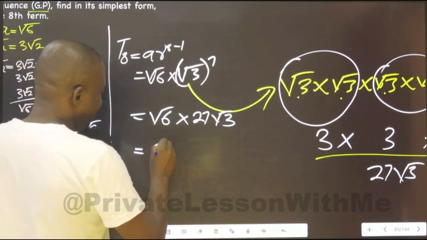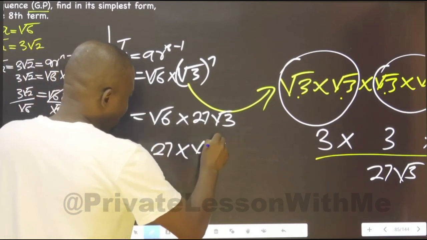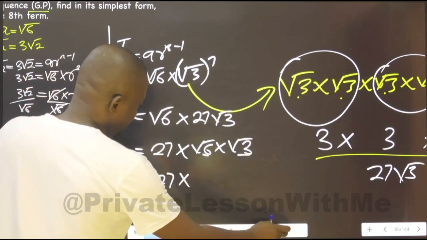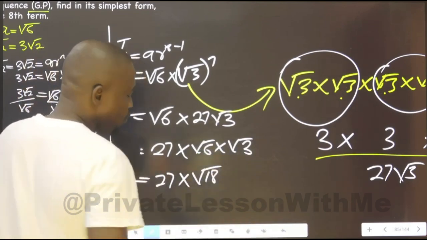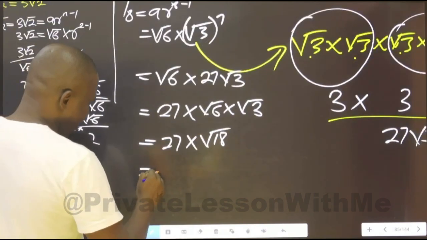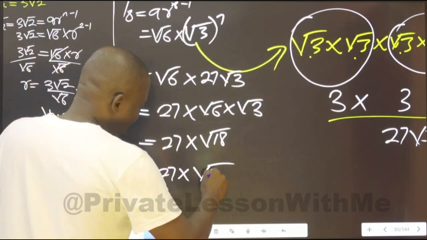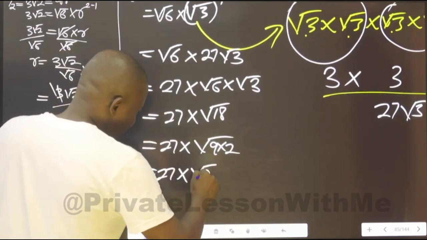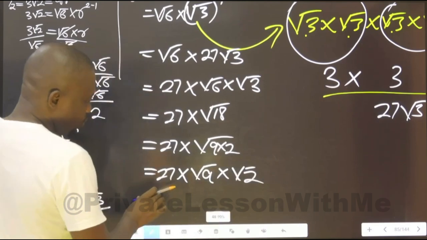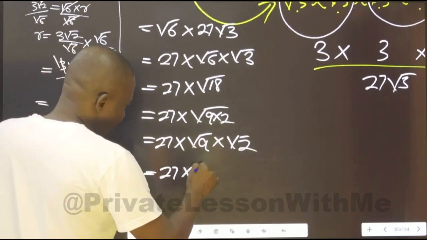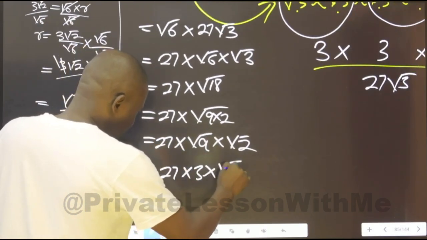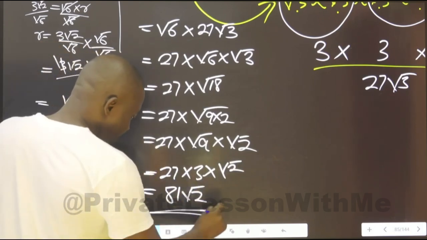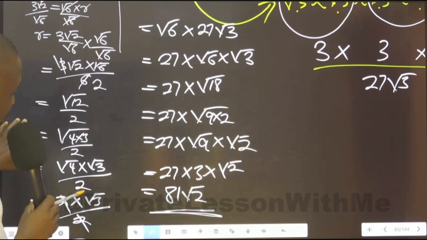It means 27 multiplied by square root of 6 multiplied by square root of 3, which is 27 multiplied by, this 2 will give us what? The square root of 18. What is 18? 18 means 9 multiplied by 2. It means, therefore, this 27 multiplied by square root of 9 multiplied by square root of 2, which is equal to 27 multiplied by 3 multiplied by the square root of 2. This alone will give us 81 square root of 2. So this is the final answer, 81 square root of 2.